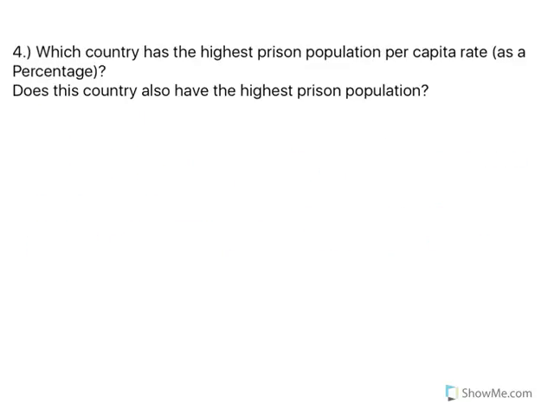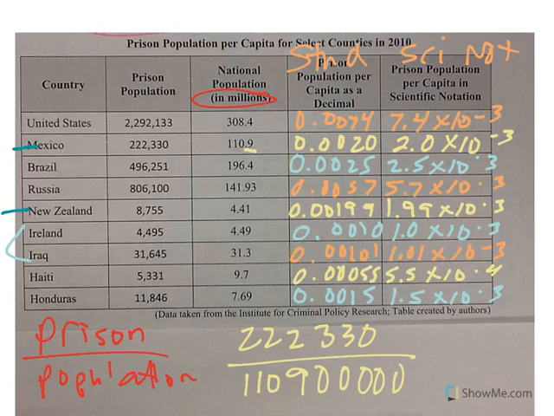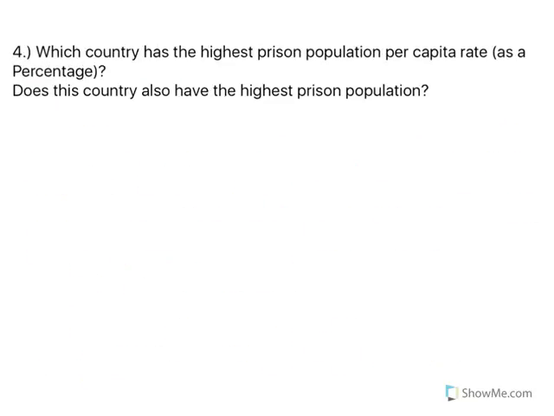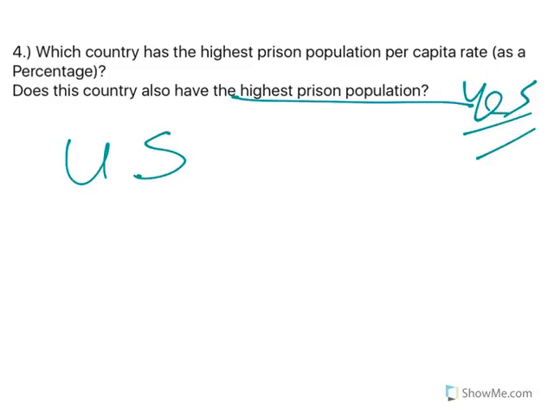Number 4, which country has the highest prison population per capita? Well, if we look back at our table, we're looking at the biggest number. If we look at the third number past the decimal, the biggest one is a 7, and that is the U.S. Does the U.S. also have the most people in prison? Yep. So for this one, the highest prison population is the U.S. Do they have the highest prison population per capita? Yes. So in this case, the highest rate is also the highest prison population.